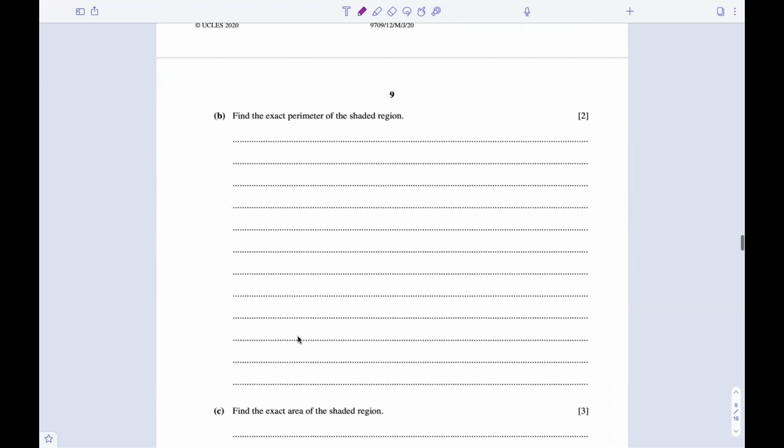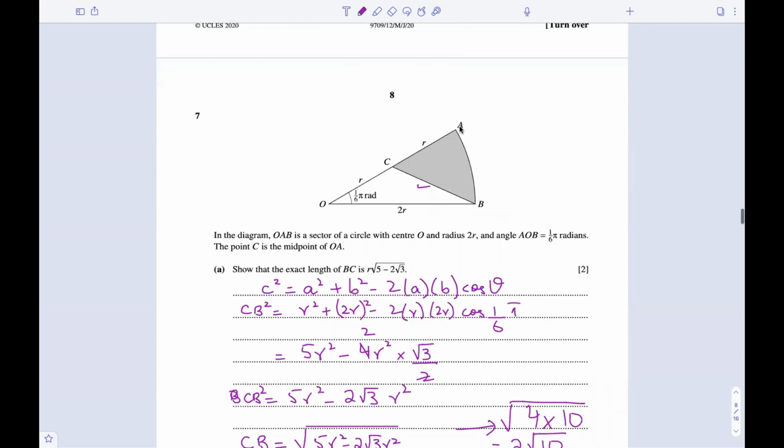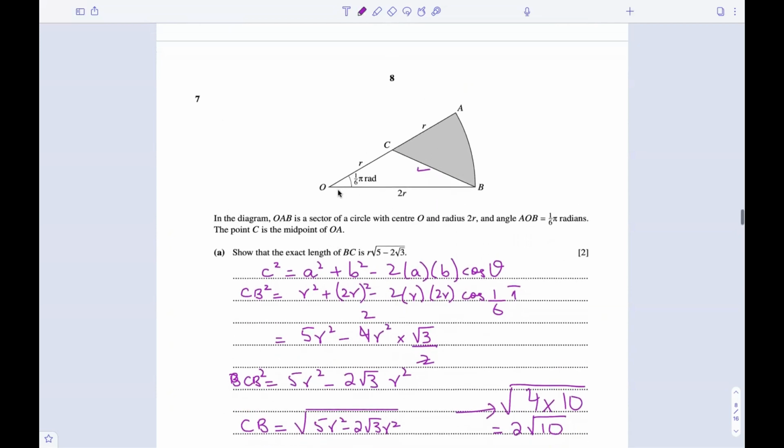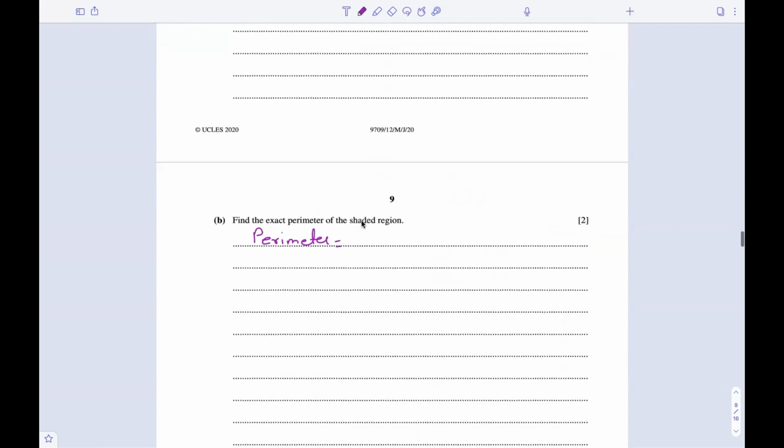Now in the next part, we have to find the exact perimeter of the shaded region. Now the shaded region consists of the arc AB, the length AC, and the length CB. So for the arc length AB, we know that the arc length is given by S equals R theta. So first we can write that the perimeter consists of the arc AB plus the length AC and the length BC.